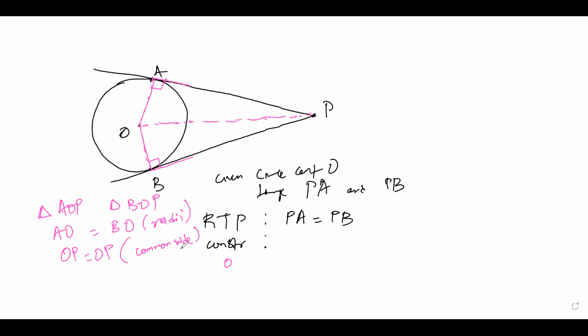Okay, we need one more thing because you need three things to prove a congruency. So what else is equal? We said angle A, let's say this is 1 and 2, 1 and 2. A2 is equal to angle B2. They're 90 degrees.